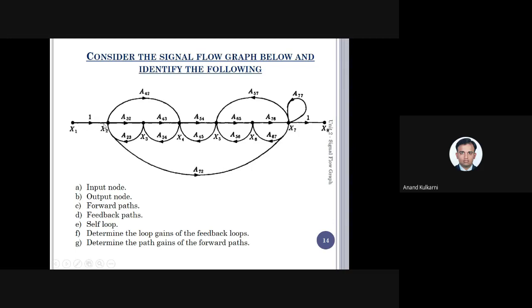Then between node 2 and node 3, this is A32. It is moving from, just here it is like this, then A43, A54, A65, A76. You go on noting down this.